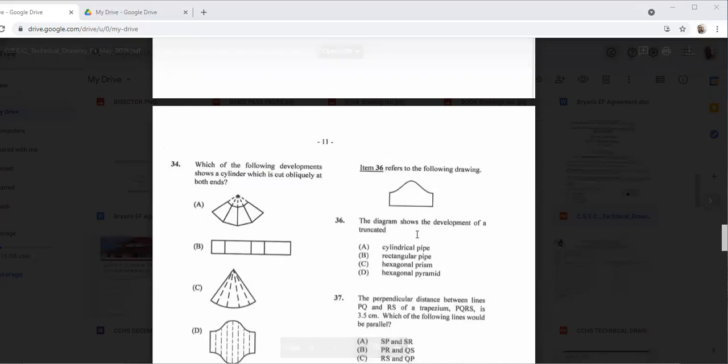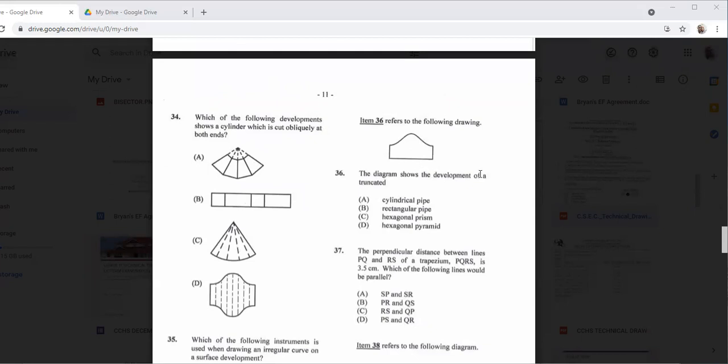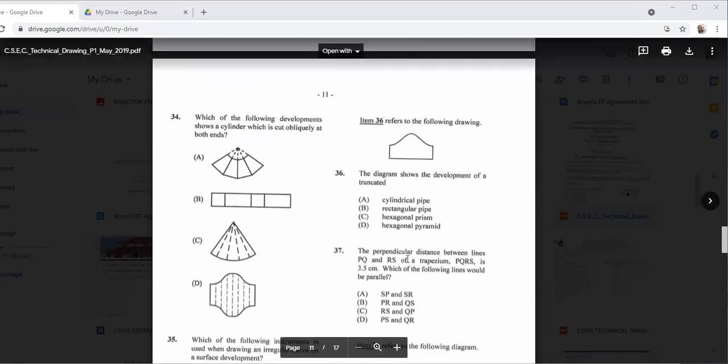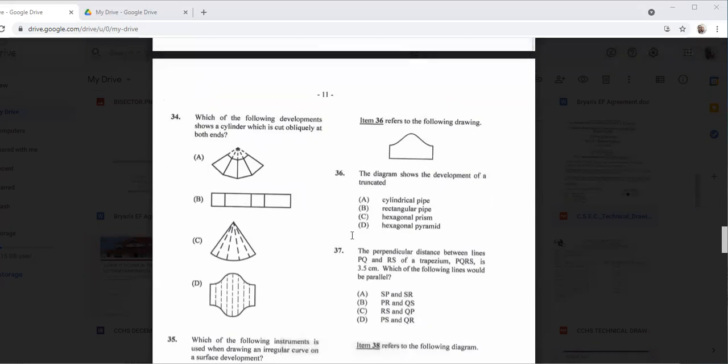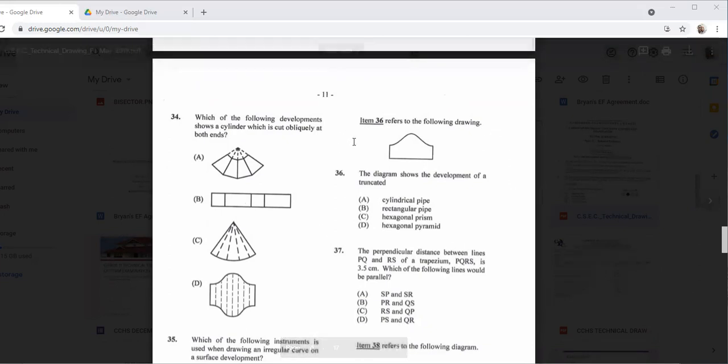Right. See another question here. This one is also similar to what we looked at before. What's the answer for this one? Yep, 36. Remember this one? We looked at this one also.